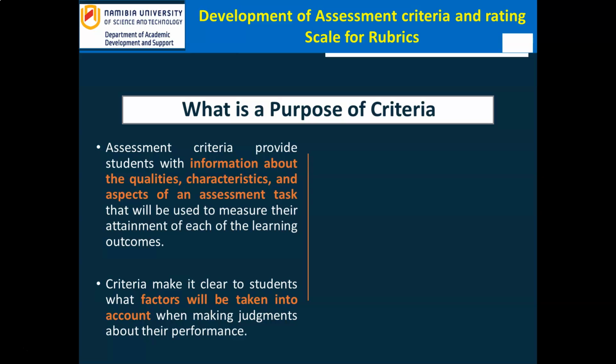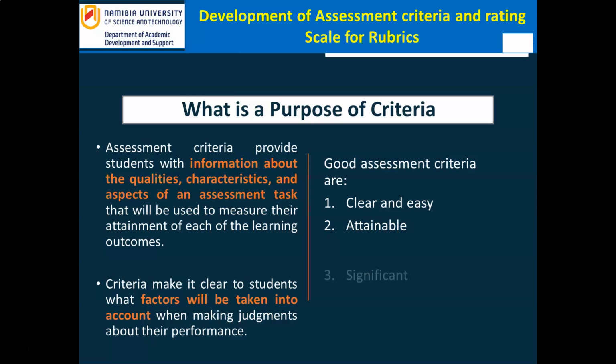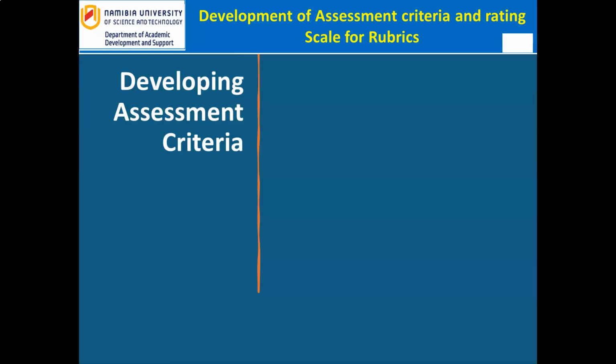How to develop assessment criteria. Good assessment criteria are: 1. Clear and easy to understand as a guide for students. 2. Attainable rather than beyond students' grasp in the current place in the course. 3. Significant in terms of the learning students should demonstrate. 4. Relevant in that they assess student learning toward course objectives related to that one assessment. Developing assessment criteria involves grading criteria as well.